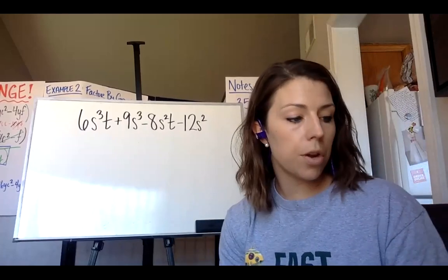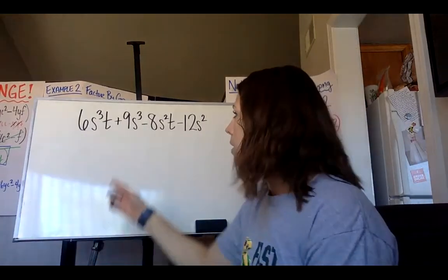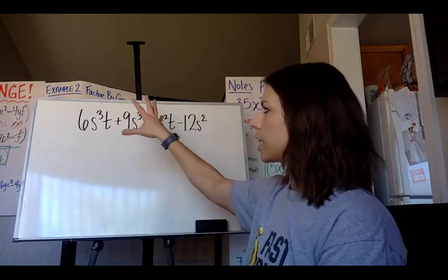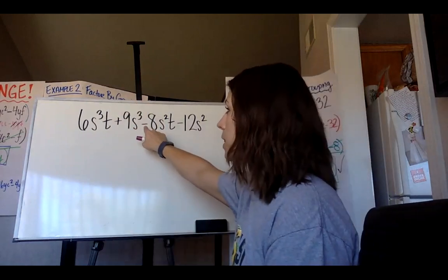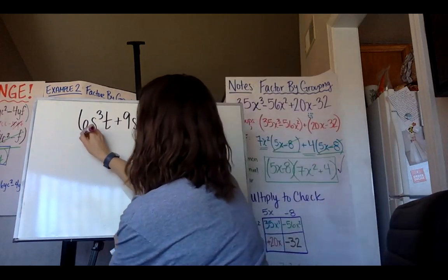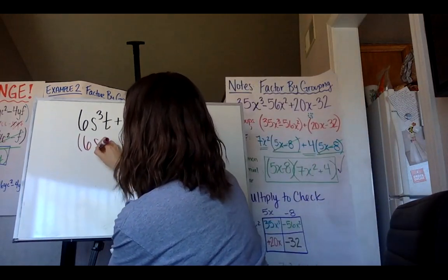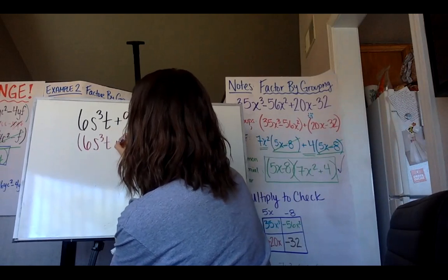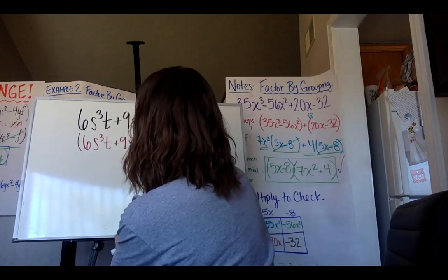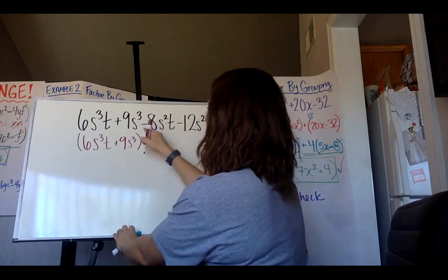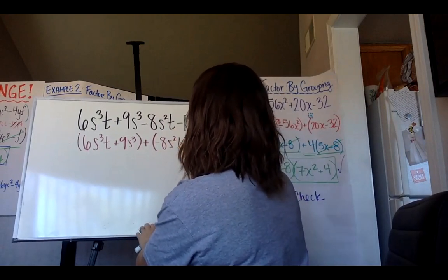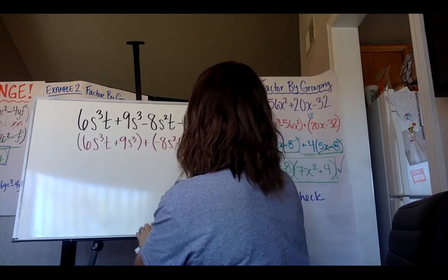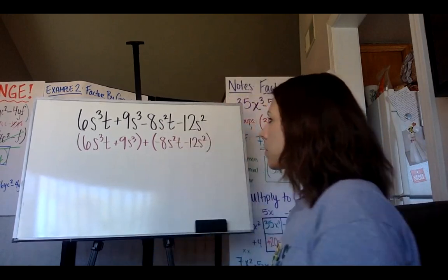And here we go. Now, not only does this one have multiple variables, but it also has subtractions. That means I can't just jump straight to putting in my groups. I've got to rewrite it because I have to put this negative with this term. So step 1, put them into groups. 6s cubed t plus 9s cubed. Change it to adding, bring the subtraction along. Negative 8s squared t minus 12s squared.